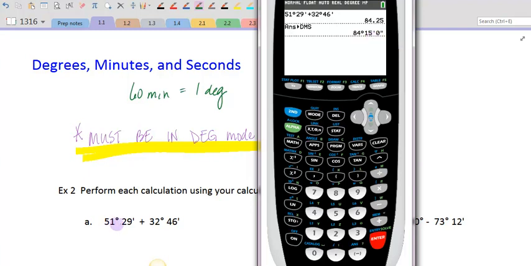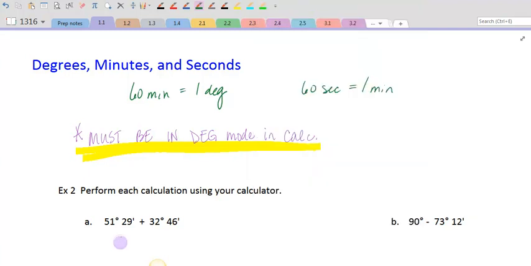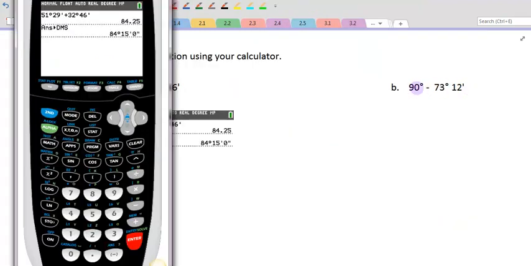Okay, so if I'm given something in degrees, minutes, and seconds, unless I'm asked to give it back in a different form, I want to return the answer in the mode or the method we were already using. So this is 84 degrees, 15 minutes. Okay, let's try that again for this problem right here.